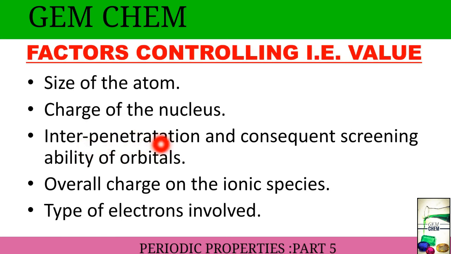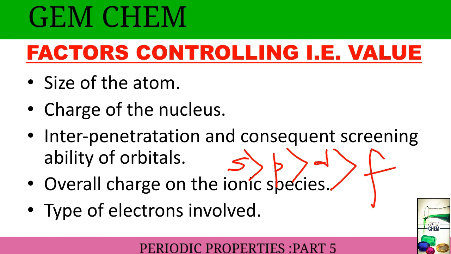Now see this part, interpenetration and consequent screening ability of orbitals. The interpenetration concept has already been explained in the radial distribution curve and radial distribution function video of atomic structure, and the screening effect is also explained in the periodic properties video. I will give the link in the description box as well as the I button present above. Please do watch it, it will be helpful. Now the penetration capability and the screening efficiency of the orbitals is s, then p, then d, and then f, right? We know that from our previous knowledge. So the more effective the screening, the easier it will be to remove the outermost electron, that is, the lower will be the IP value.